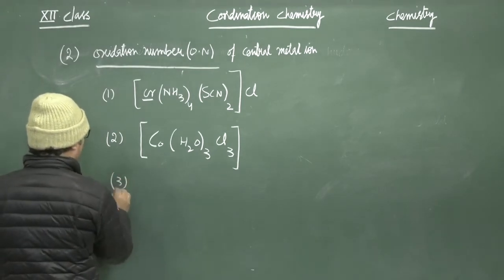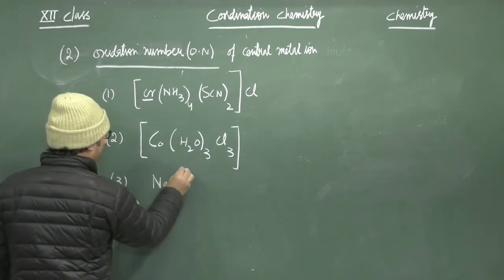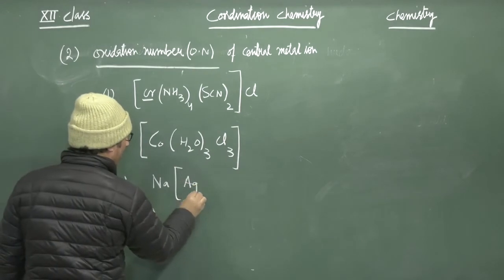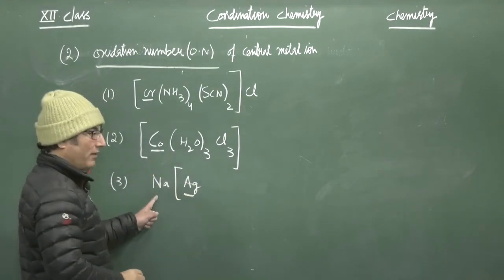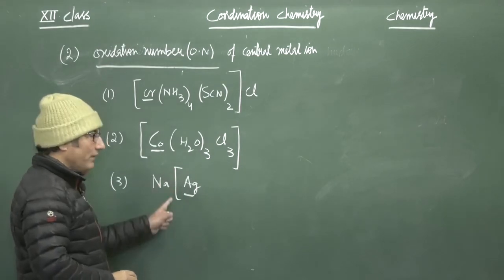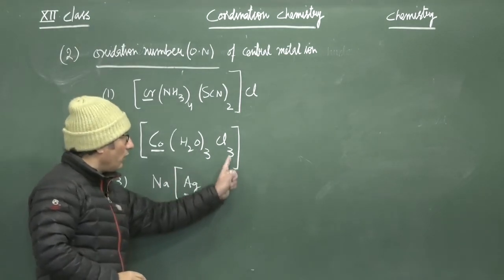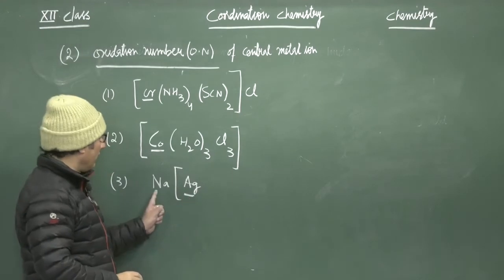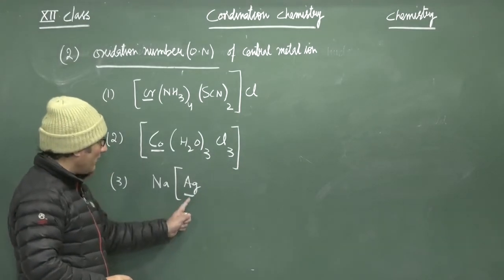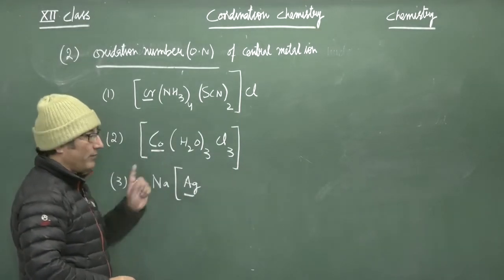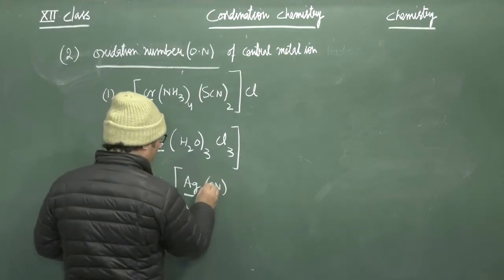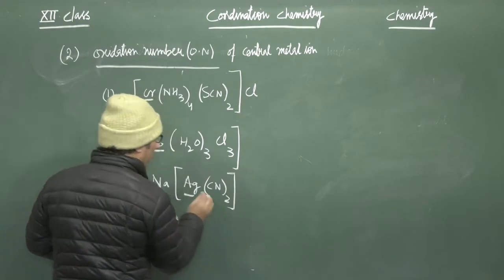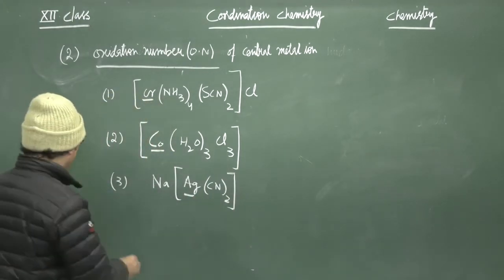Third, Na, Ag, silver. Here it is cobalt. Here you have to calculate. Now, this sodium is not the central metal ion. Why? It's not present within the coordination sphere, it is outside it. Central metal ion is that which is present within the square bracket. Ag, CN, twice. Calculate the oxidation state of silver.